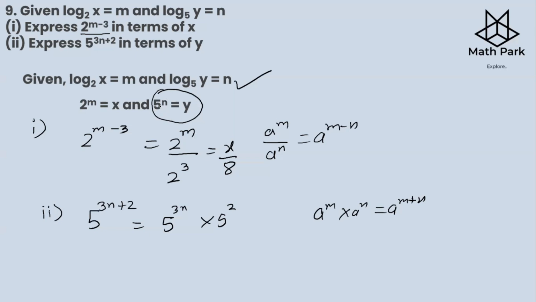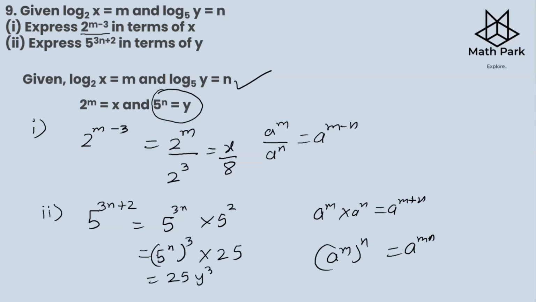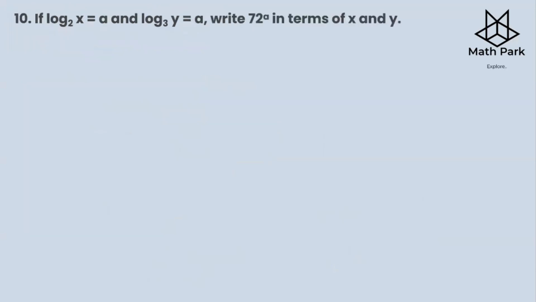Now you have 5 raised to n is given. So this can be written as 5 raised to n and then the cube of this, because a raised to m raised to n is equal to a raised to mn. So multiplied by 5 square, which is 25. Now 5 raised to n is equal to y. So we get this as 25y cube. Got that? Instead of 5 raised to n, we are writing y. So this is how we have expressed 5 to the power 3n plus 2 in terms of y. Got it?